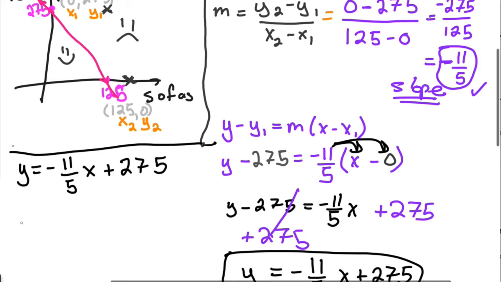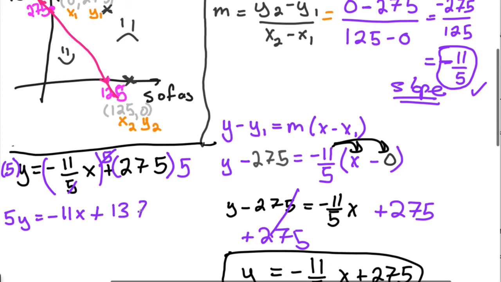Okay, so the first thing I'm going to do, I'm going to remove all the fractions, because that's really going to help me. So if I multiply both sides by 5, which means I'm going to multiply everything by 5. And I multiply by 5 because the denominator here is 5, so I want to remove that. I end up with 5y equals negative 11x, because the 5 here cancels with this one, plus 1,375.